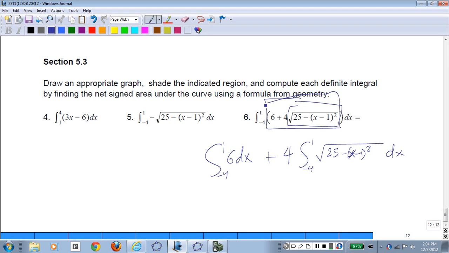But this one is a portion of a circle. Is it a fourth? Yeah, I think it's a fourth of a circle. So you can evaluate that using a formula from geometry, and evaluate the entire integral using that together with formulas. Pi r squared. In this case, 1/4 pi r squared, because it's 1/4 of a circle.